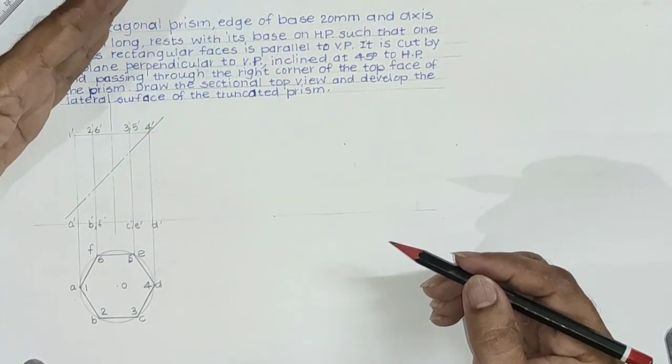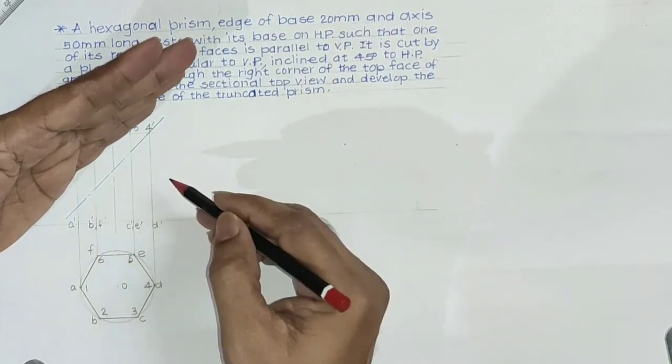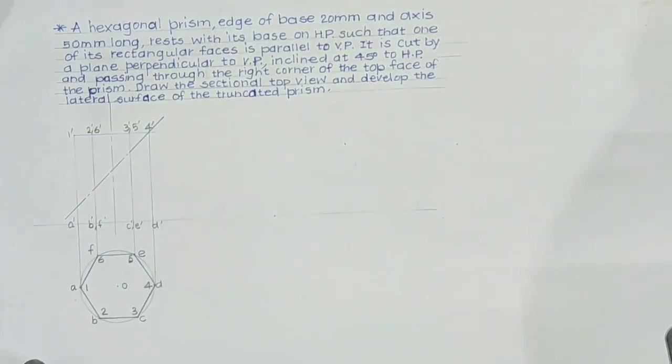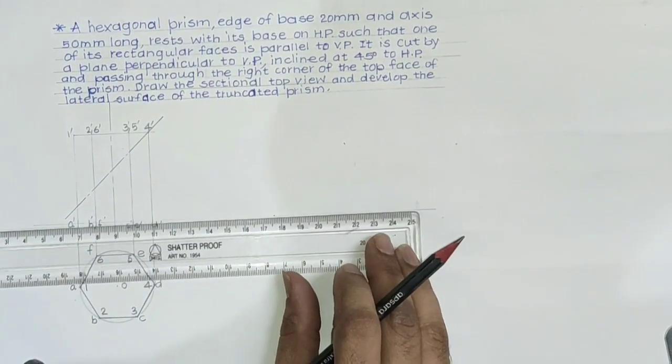As the portion above cutting plane is being removed, therefore we will keep it as faint, and the portion below the cutting plane we will make it thick continuous lines, that is object lines.